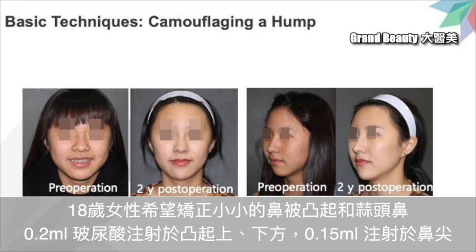This 18-year-old patient presented for the correction of a minor hump over her dorsum and reduction of her bullous tip. A total of 0.2 cc hyaluronic acid was injected along her nasal dorsum, above and below the hump. 0.15 cc of hyaluronic acid was injected intradermally at her bullous tip to contour the bullous tip, as you can see here. And this patient was happy with the result.